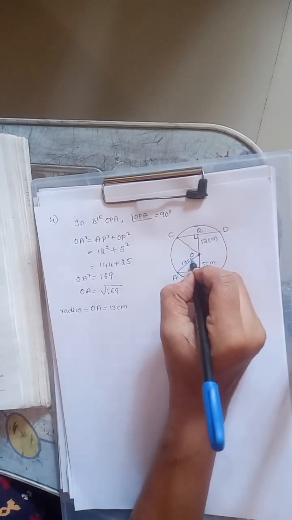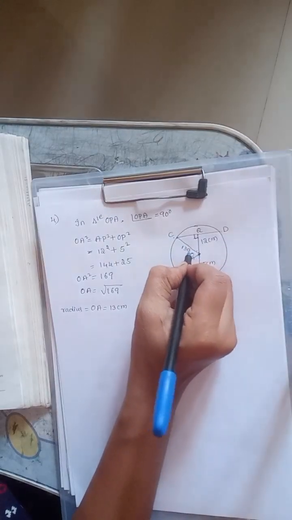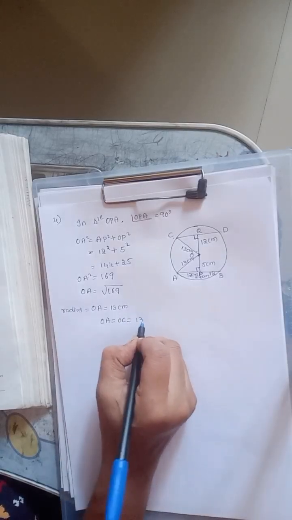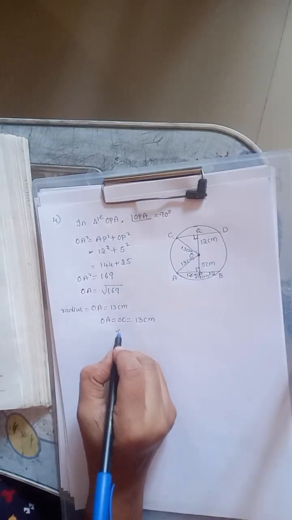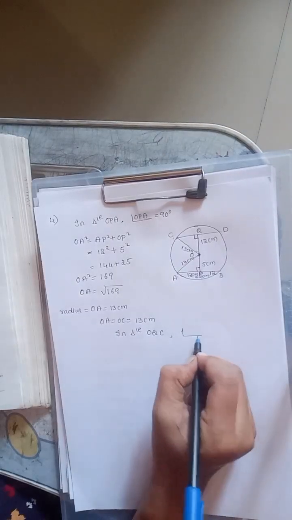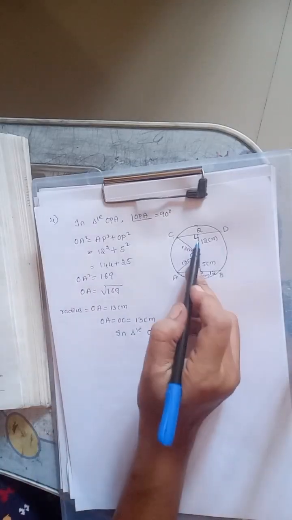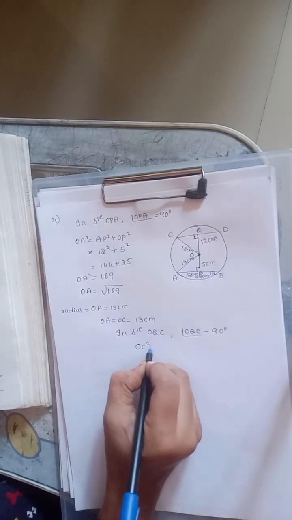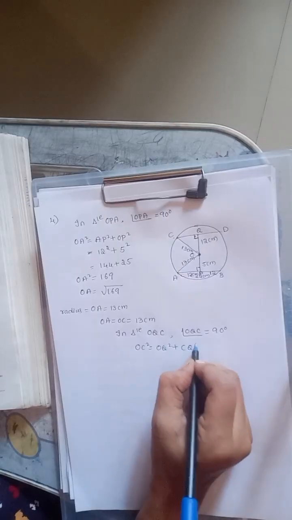Here it is 13 centimeter. Now what about the OC length? OC will also become 13 centimeter. That is, OA is equal to OC is equal to 13 centimeter. Now move on to triangle OQC. In triangle OQC, angle OQC is equal to 90 degrees. Apply the Pythagoras theorem for this triangle: OC square is equal to OQ square plus CQ square.